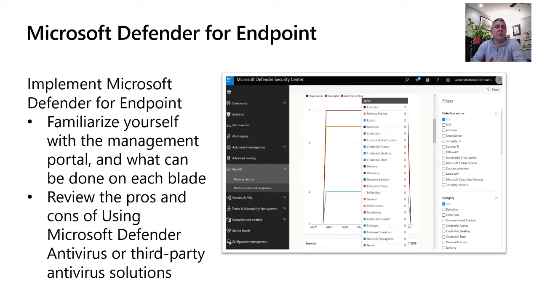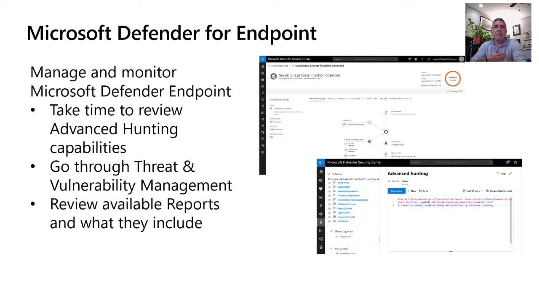Also, while Microsoft Defender for Endpoint can work with third-party antivirus solutions, there are some limitations. There are some pros and cons to each capability between using our own Microsoft Defender antivirus or working with third-party. So do go through those, make sure you're familiar with them, particularly what you would want to do with Microsoft Defender antivirus if you were still going to use a third-party antivirus as that first EPP capability.